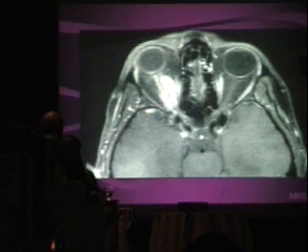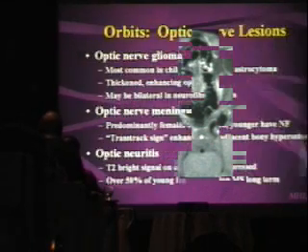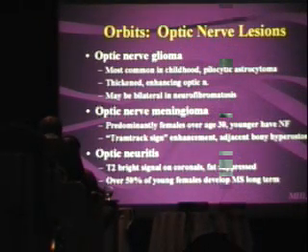And this is another Aunt Minnie. This is what's called a tram-tracking appearance. On a fat-suppressed image, you have this enhancing lesion sitting along the course of the optic nerve, encasing it. What is this? Yeah, this is a classic Aunt Minnie. This is an optic nerve meningioma.